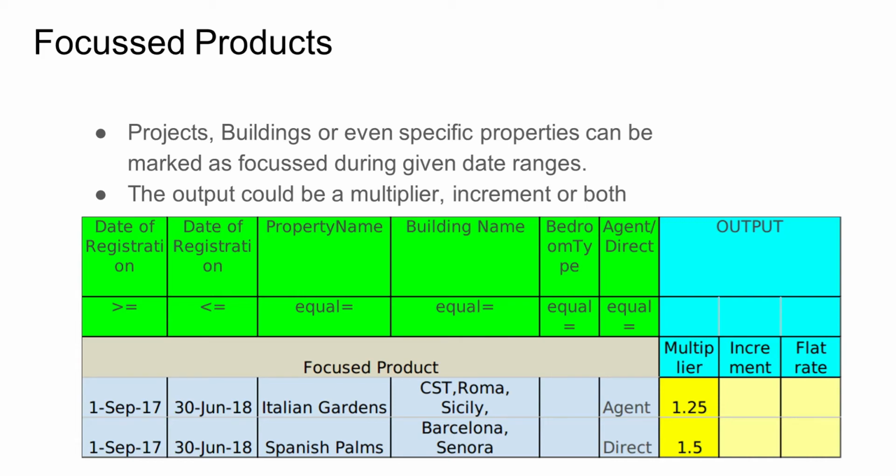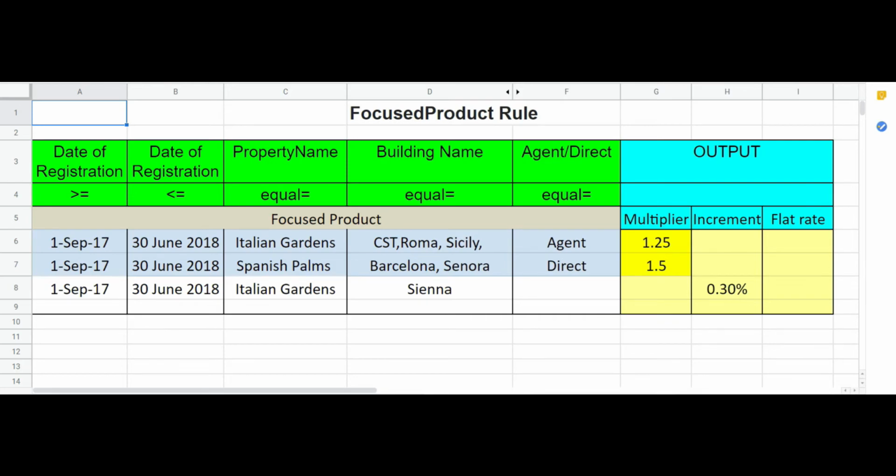Focus products, projects, buildings or even specific properties can be marked as focused during given date ranges. The output could be a multiplier, increment or both. This file shows the focus products for the period. As you can see, there are multipliers of 1.25 and 1.5 for specific properties, and an increment of 0.3 for some other product.